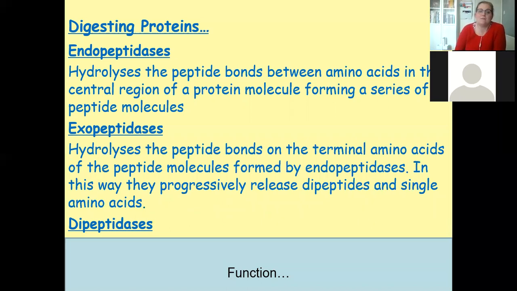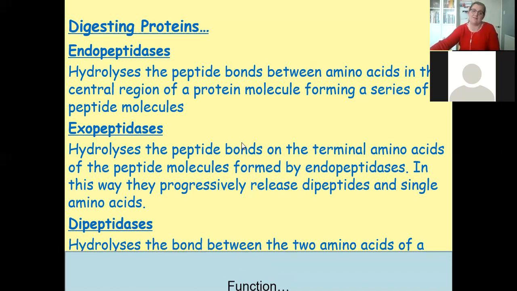Exopeptidases hydrolyze the peptide bonds on the terminal amino acids of the peptide molecules formed by endopeptidases. In this way, they progressively release dipeptides and single amino acids. So basically, endopeptidases come in and get in the central region and we start breaking it down into smaller peptide molecules. Exopeptidases come in and get those terminal ends of the amino acids and break them down. What we then end up getting is a release of dipeptides and single amino acids. Single amino acids, we don't need to do anything else to, they can just get assimilated.